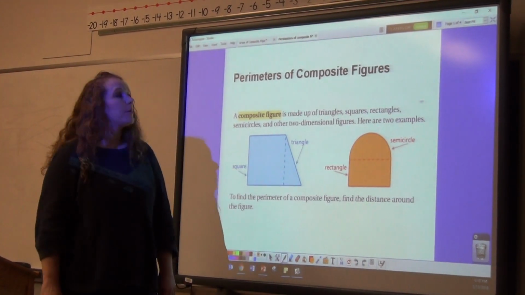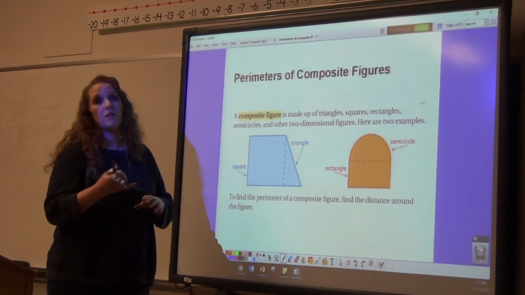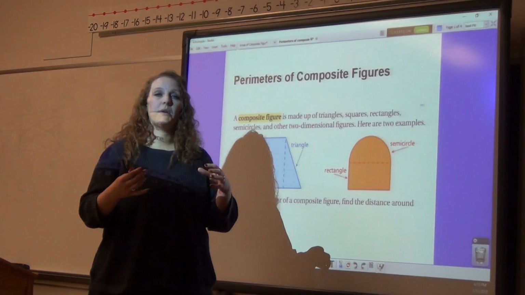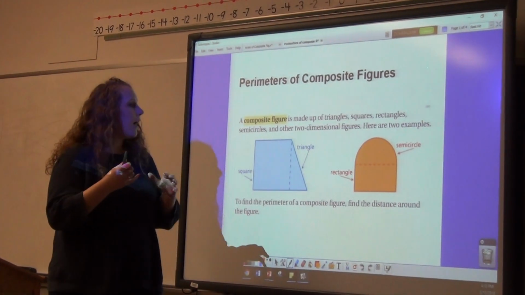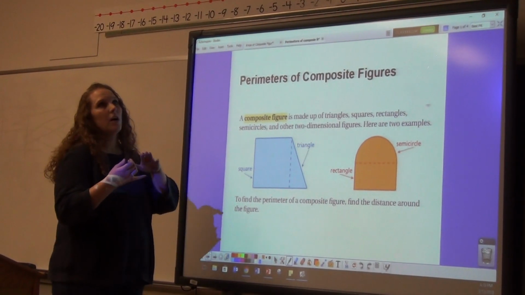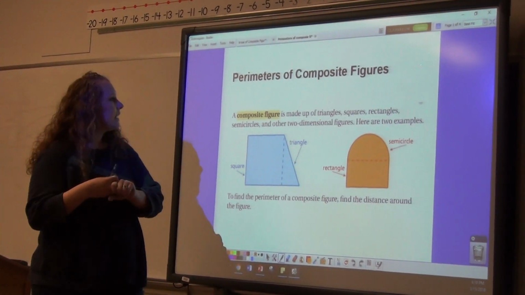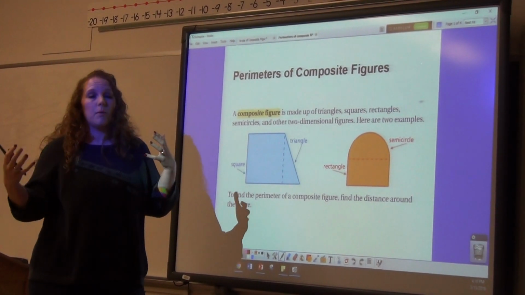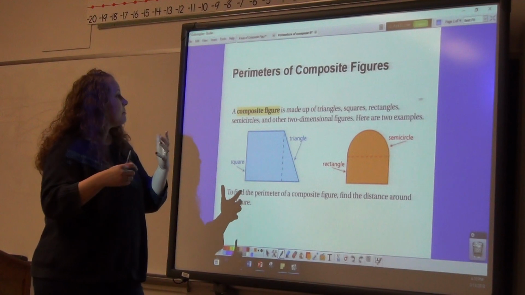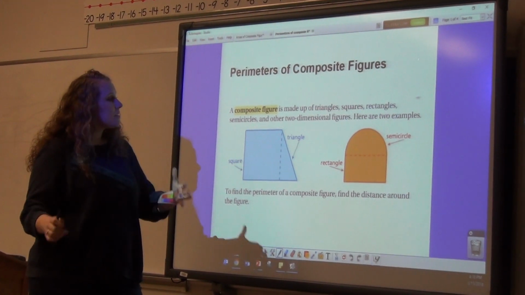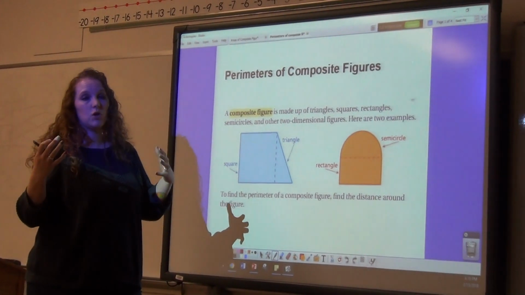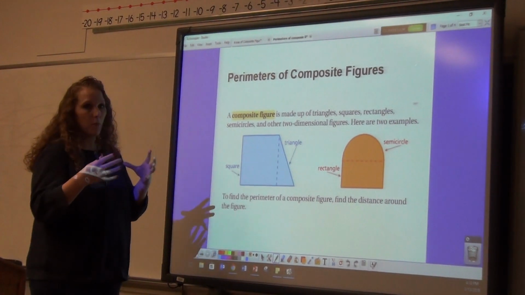We are going to find the perimeters of composite figures. Composite figures are just shapes that are made up of other shapes. So you could have a shape that is made up of a circle and a square and a rectangle and a triangle, or a mixture of those, all of those, it doesn't matter. Semicircles, any other shapes, any two-dimensional shapes that make up one figure.